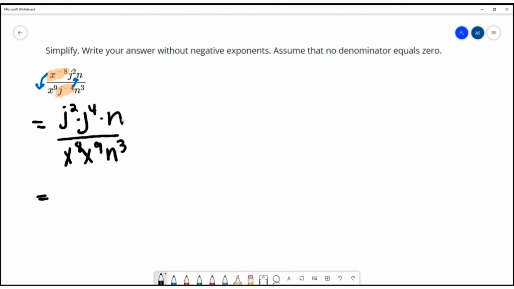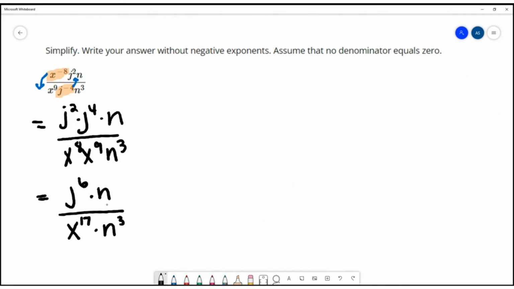And now I'm going to deal with the factors that I have left. I have j squared and j to the 4th. Those are being multiplied, so I'll add the exponents. That's j to the 6th. That should be a j to the 6th times n. And in the denominator, I have x to the 9th and x to the 8th multiplied. Those combined together, I'll add exponents, and I get x to the 17th.